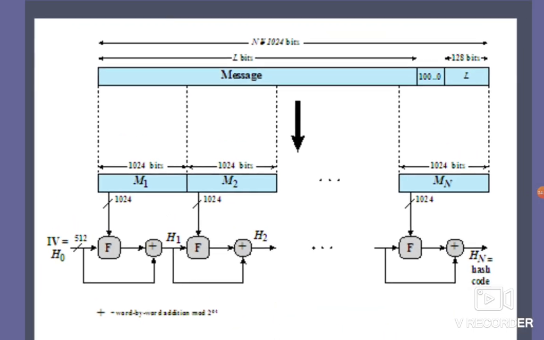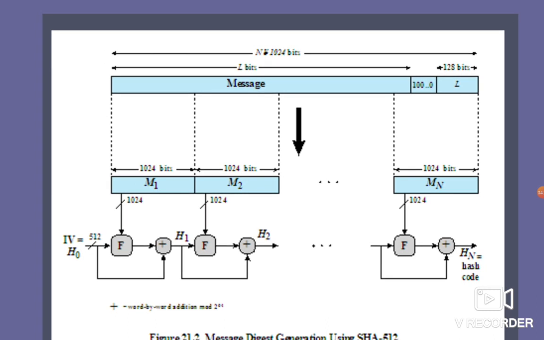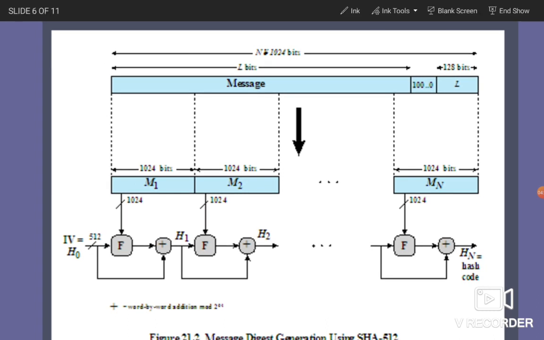So this is how the message digest is generated using the SHA algorithm. Initially we have the message, and the length of the message is represented as L. It should be extended if necessary with zeros. This is known as padding. Padding is always adding a 1 followed by zeros.